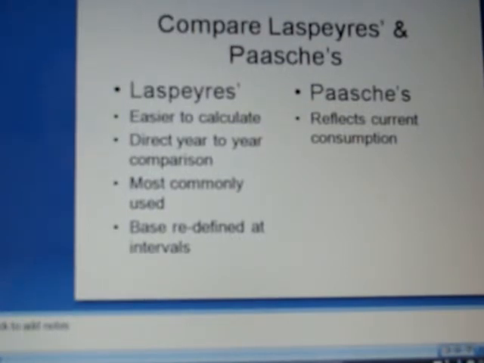Now we will talk about the retail price index. Retail price index, or RPI, is a measure of finding the change in price of goods and services that people buy on a regular basis.